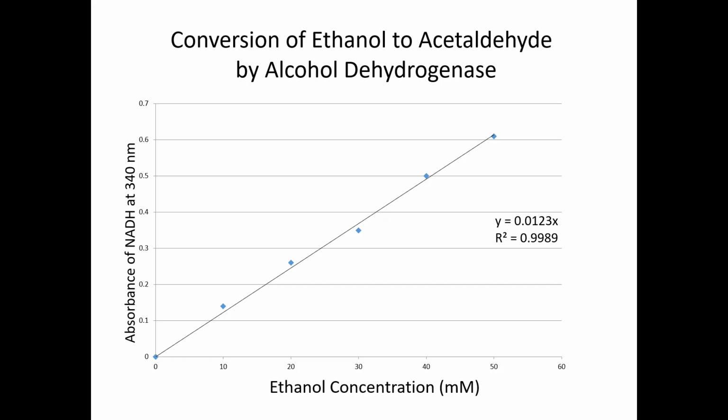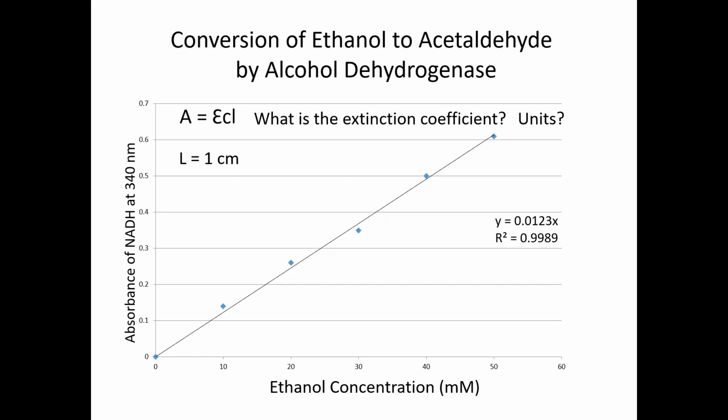Here, the data points are not connected. Nice clean trend line. It's forced through 0. The equation is y equals 0.0123x. And the R squared is quite nice. How do we get our extinction coefficient from this? Beer's law, we need the extinction coefficient. So the extinction coefficient is simply the slope, 0.0123.